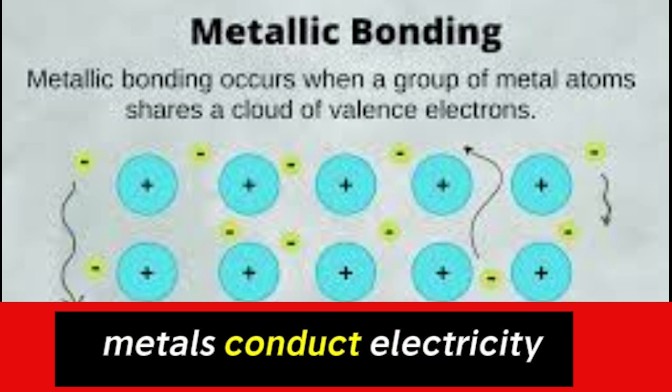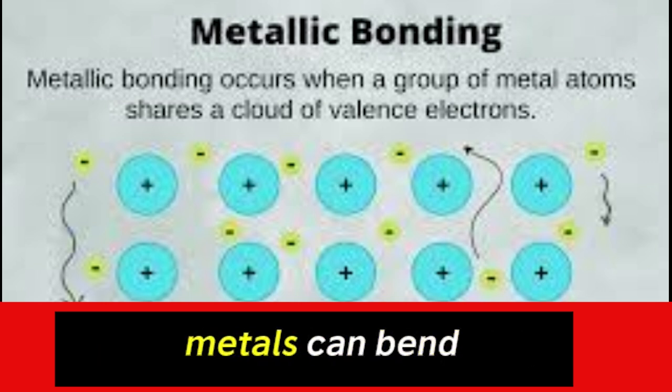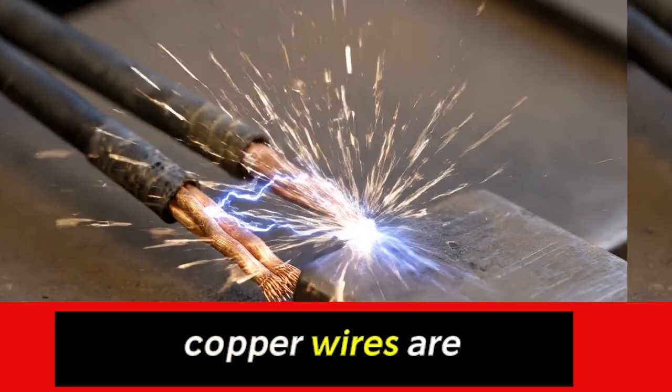Because of this, metals conduct electricity, metals are shiny, and metals can bend without breaking. Copper wires are a good example.